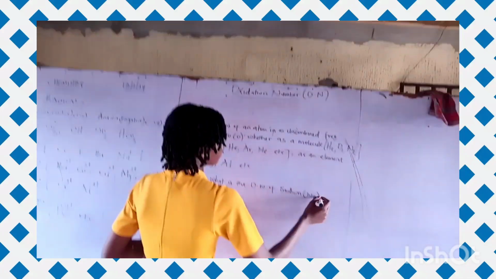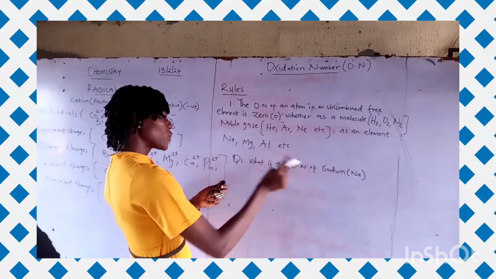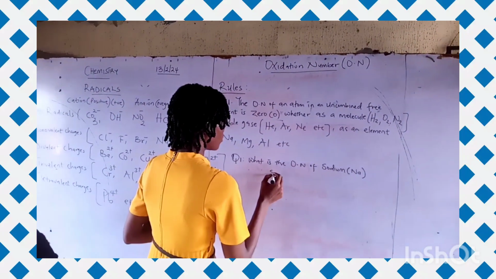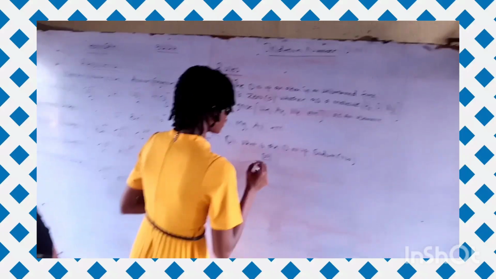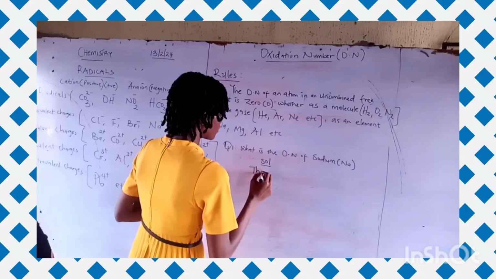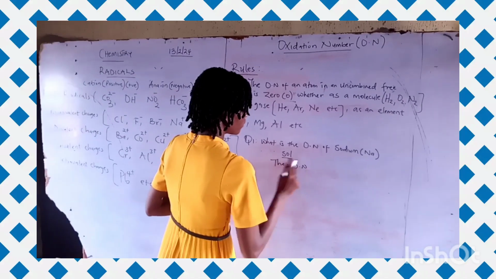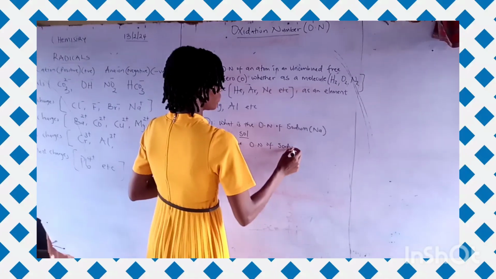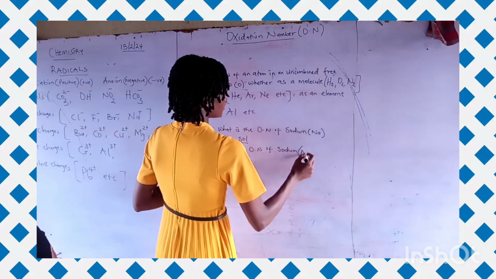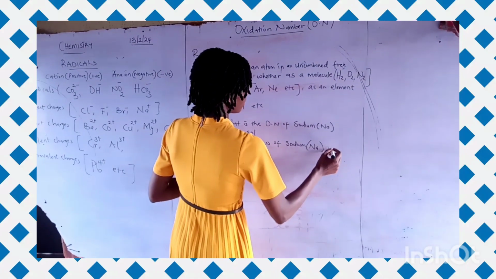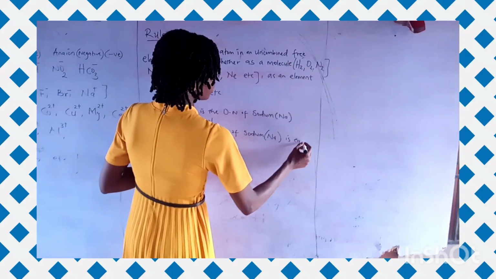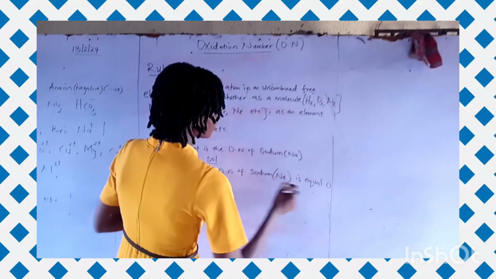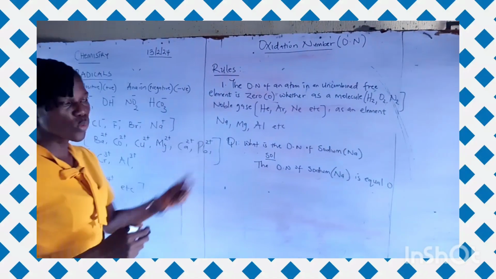Okay, so the oxidation number of sodium, the ON, that's the oxidation number of sodium, Na, is equal to 0. So that's what it means, okay? Is equal to 0. So this is rule number 1.